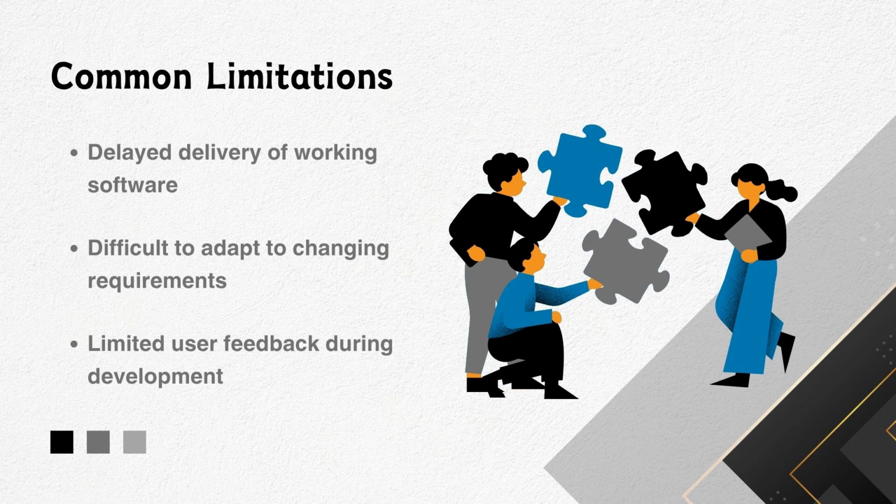Limitations of traditional approaches. While these traditional approaches have their uses, they do have some common limitations. Slow delivery. Working software is usually delivered only at the end of the project. Low adaptability. Changes in requirements are hard to make once a phase is complete. Limited stakeholder involvement. Customers often don't get to see or test the product until late in the process.